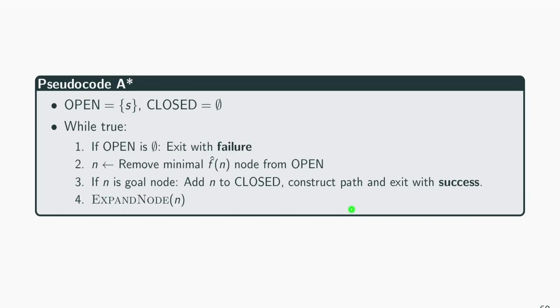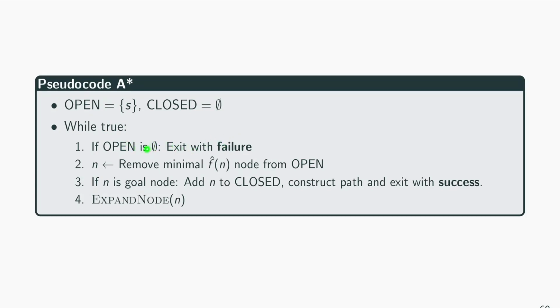Okay, so in A star, we often have two sets, which, I mean, they're always called sets, but I find it confusing because in reality, open is not a set, but a priority queue. And then closed is typically a real set, but keep that in mind. And then we have this funny loop. So we start with our open priority queue with our start node. And then in our loop, we first check if there's nothing in our priority queue left. Then we just exit with some sort of failure.